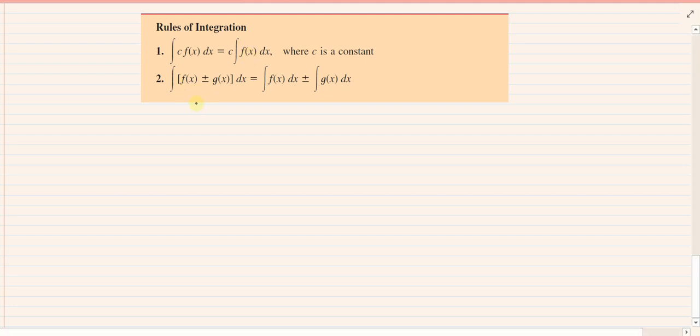Now, the next rule is the addition and subtraction rule of antiderivatives or integration. The way this is remembered is that the integral of a sum or difference is going to be the sum or difference of the integrals. So the integral of a sum is the sum of the integrals. The integral, or antiderivative, of a difference is going to be the difference of the antiderivatives. And there you go. That's all there really is in this section. So now we're going to look at a bunch of exercises.